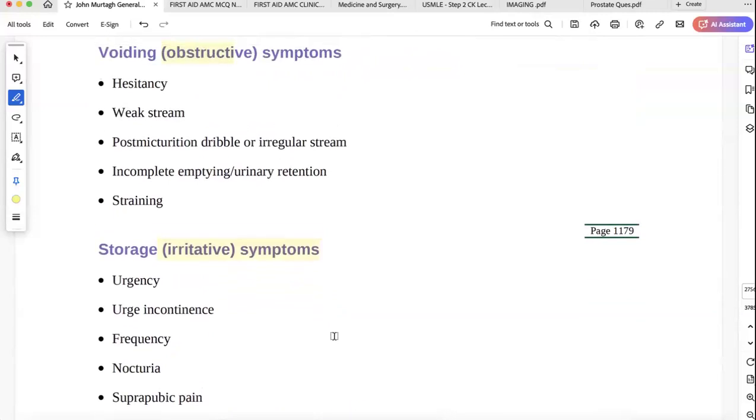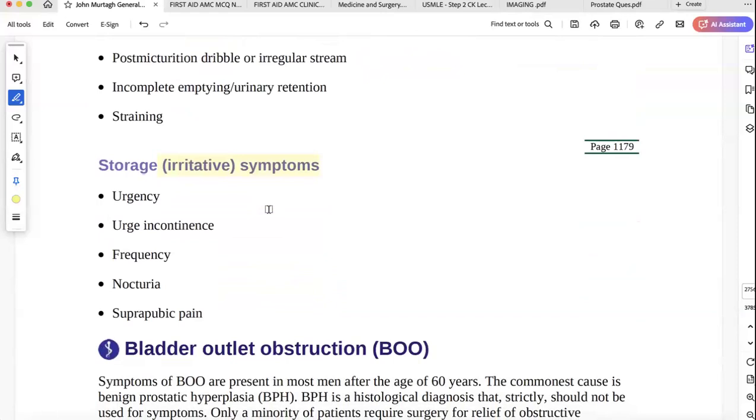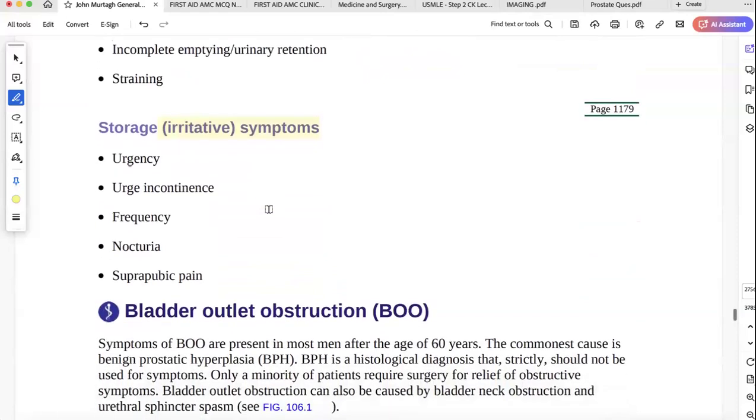That means they feel like they need to urinate, but nothing comes out. There is weak urinary stream, constant dribbling, a sensation that their bladder is never emptying, and some irritative symptoms like urgency, frequency, nocturia. These are usual features of benign prostatic hyperplasia or BPH. Okay.